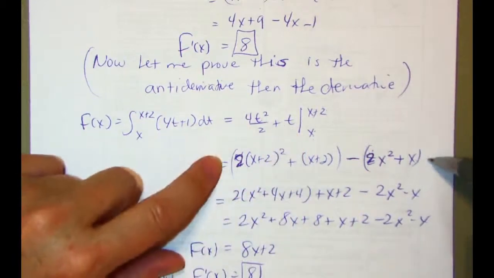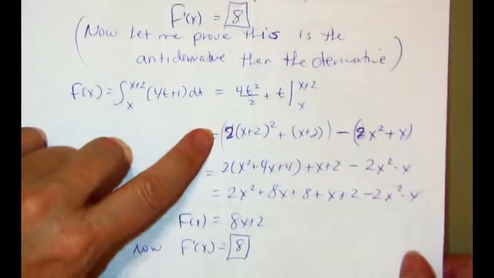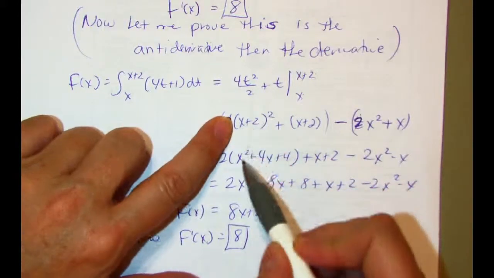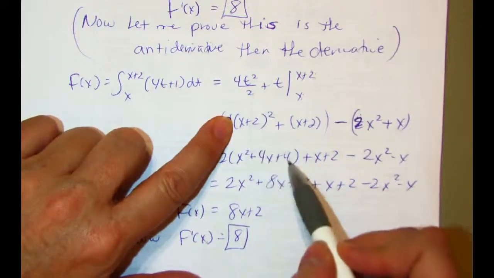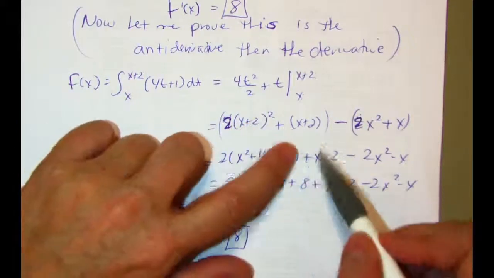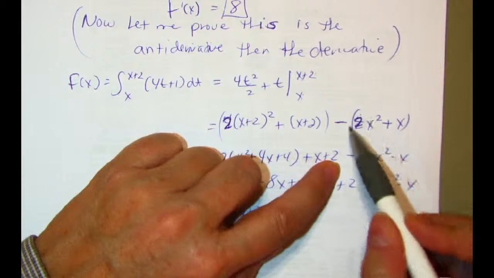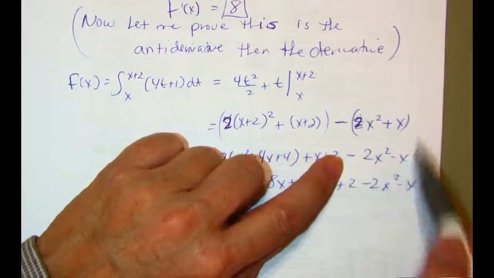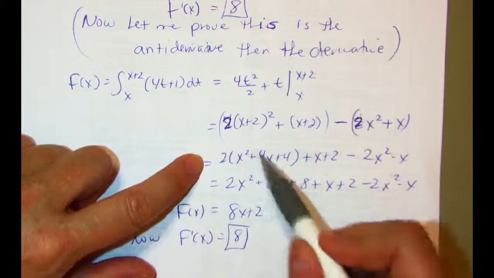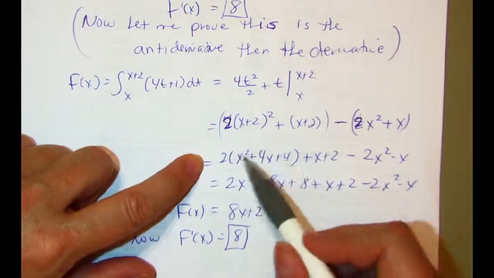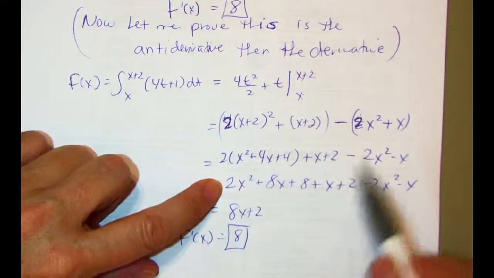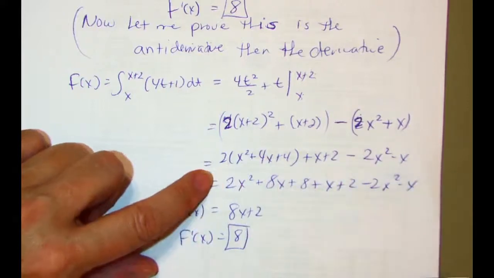So now I'm going to clean that up. I'm still working on the antiderivative and cleaning that up. So that's x plus 2 times x plus 2, so I get x squared plus 4x plus 4, still all times 2. Copy down my plus x plus 2, distribute my negative, negative 2x squared, negative x. I'm going to continue to clean this up. I have to distribute that 2, x squared, 8x, 8, copy, copy, copy. Now clean up.